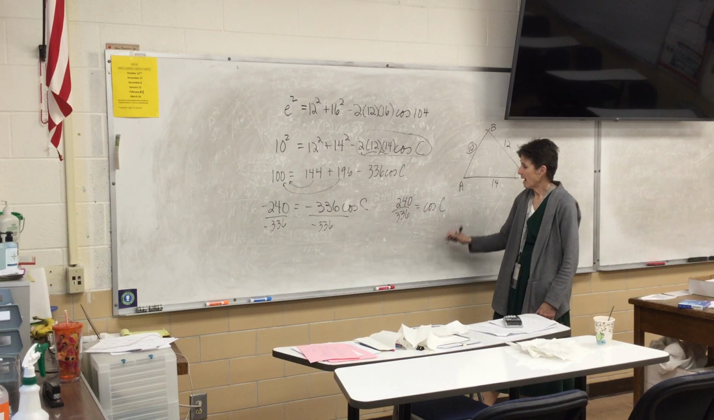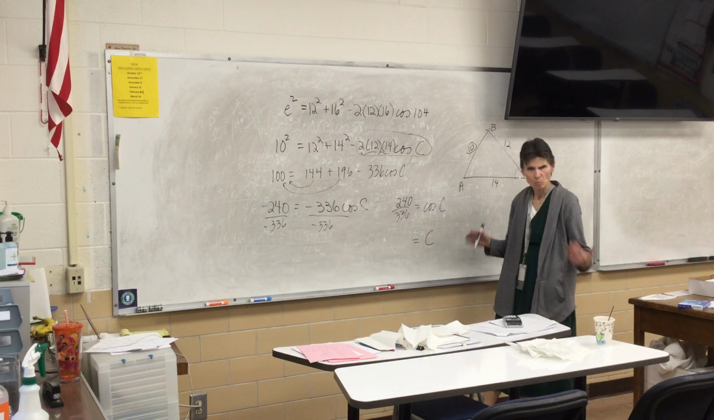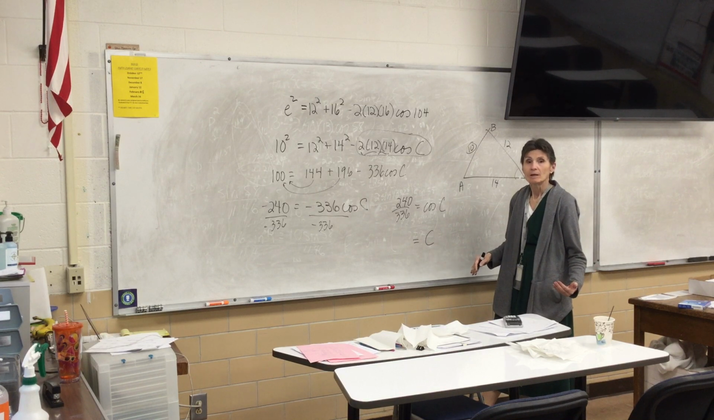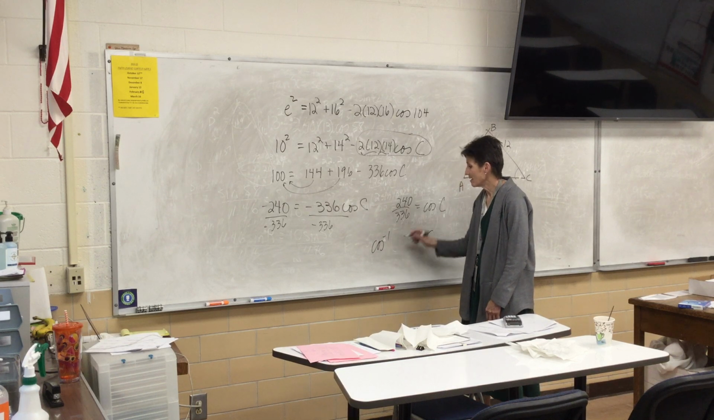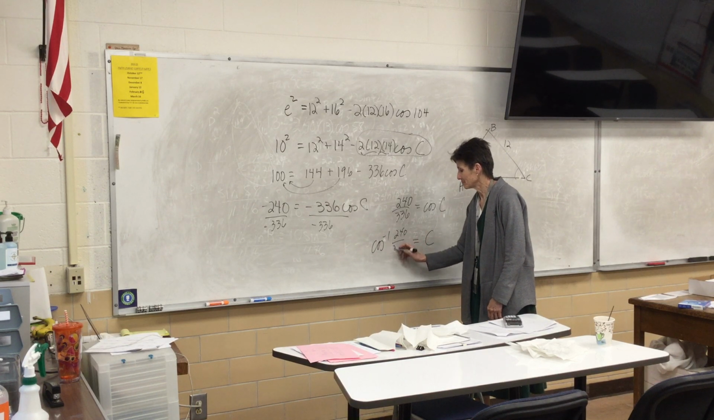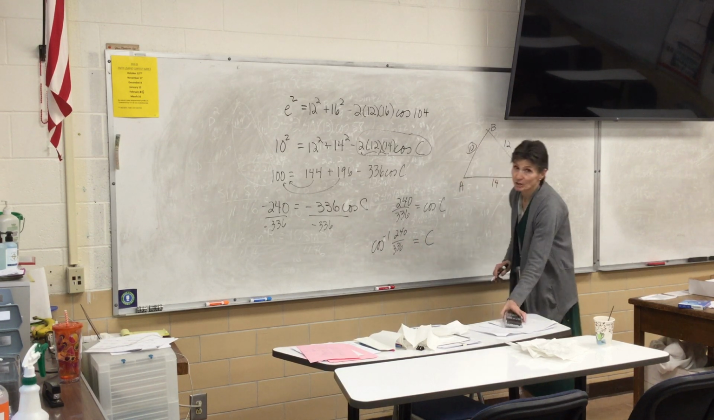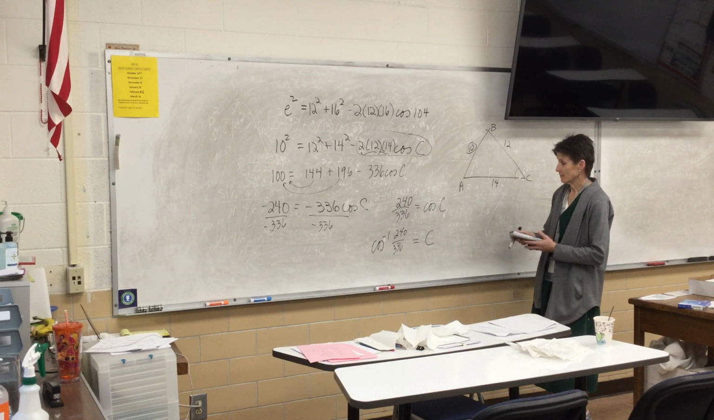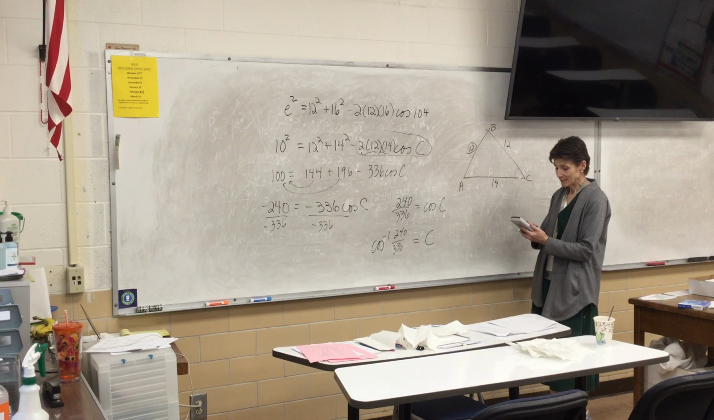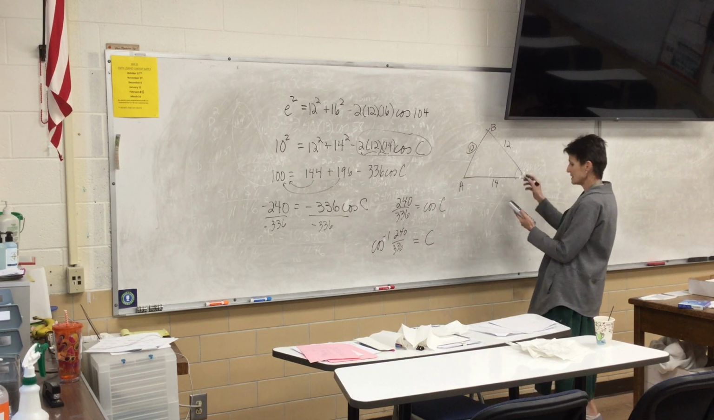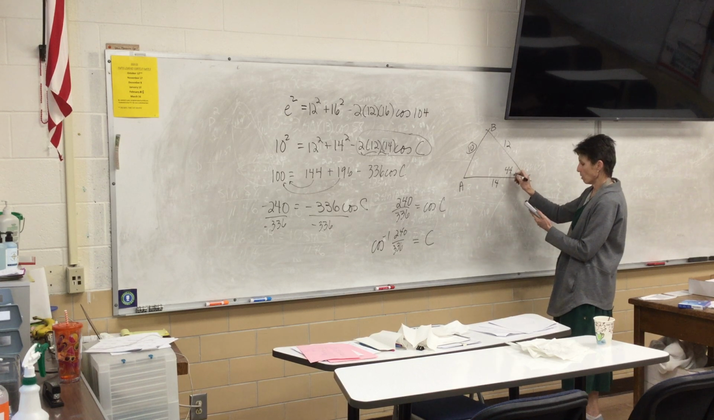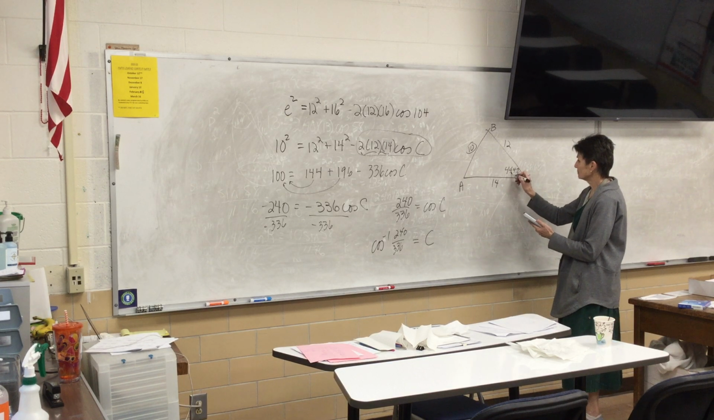Well, wait a minute. How do I get angle C? That's what I want, is angle C. Yep, you guessed it. We're going to inverse cosine that fraction, and that is going to give us angle C. So here we go. Inverse cosine, 240 divided by 336. Angle C is 44.42.